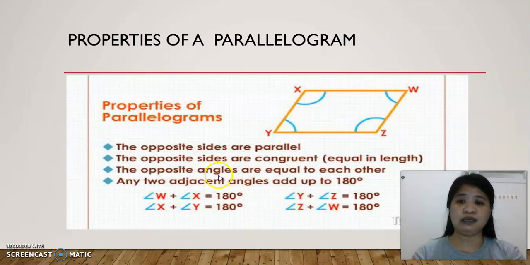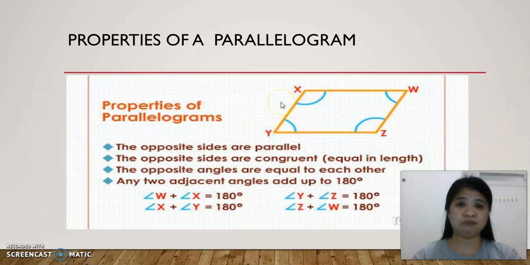So any two adjacent angles add up to 180. When we say adjacent angles, that means the angle here at X, and when we add the angle at Y, or XYZ, it adds up to 180 degrees.